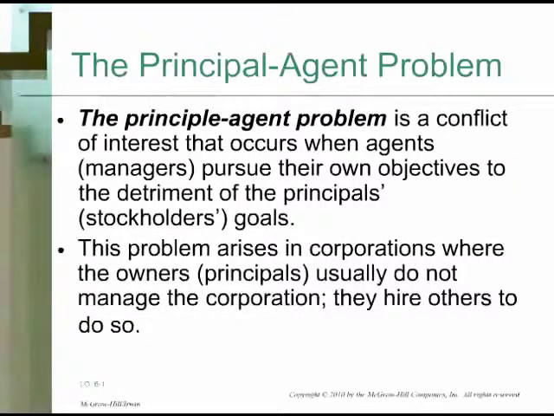Large firms are frequently faced with the principal-agent problem, a conflict of interest that occurs when agents, managers, pursue their own objectives to the detriment of the principal's, stockholders' goals. This problem arises in corporations where the owners, principals, usually do not manage the corporation. They hire others to do so.